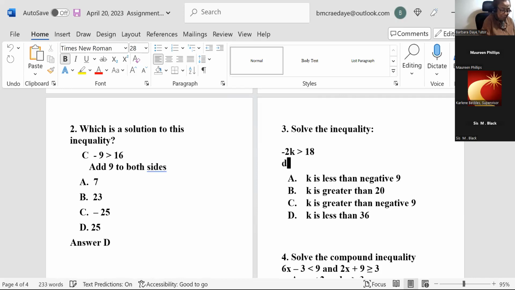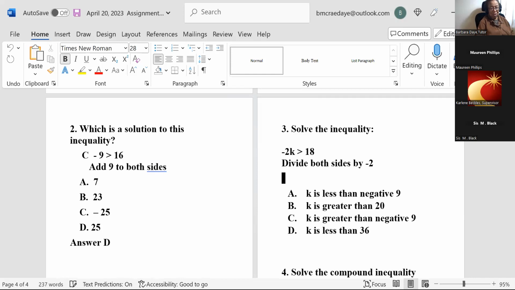Divide both sides by -2. Let me write it here. Now you cancel, and you have K alone. What do you cancel? You cancel the -2 on the left side. You're dividing, -2 over -2 is 1. So you just put K for 1.